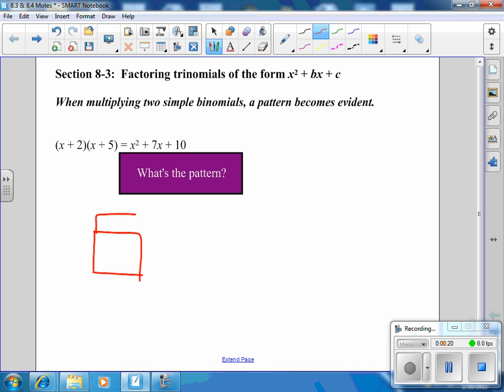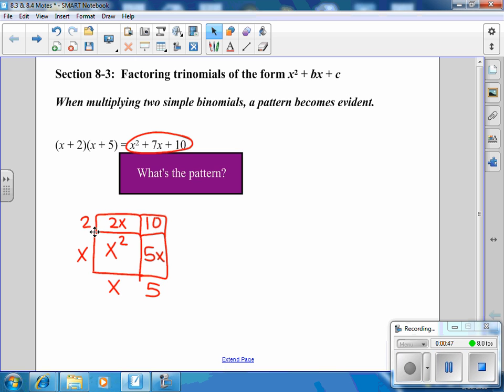So hopefully you remember from the last unit that we first started taking those squares of x plus 2, and then we had x plus 5, and we figured out that this gave us x squared, 2x, 5x there, and then 10. And then we talked again, after we got this expanded form, how we could move backwards. If I gave you x squared plus 7x plus 10, how could we figure out what the two binomials were that multiplied together to get that?